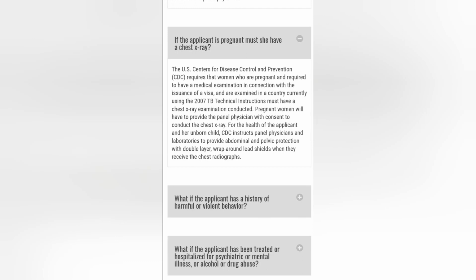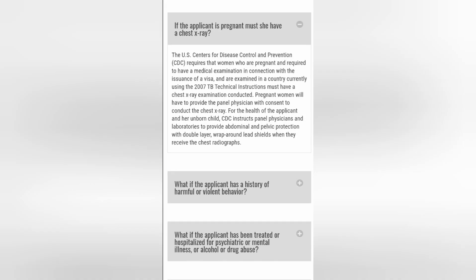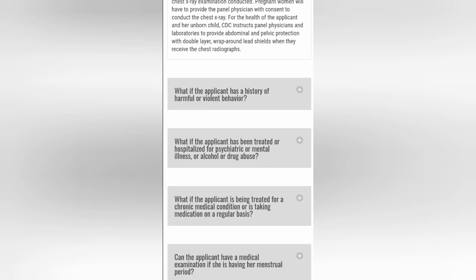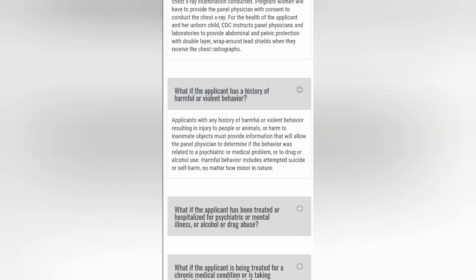If the applicant is pregnant, must she have a chest X-ray? That's the answer right there. They should, according to 2007 TB technical instructions. Next question. What if the applicant has a history of harmful or violent behavior?